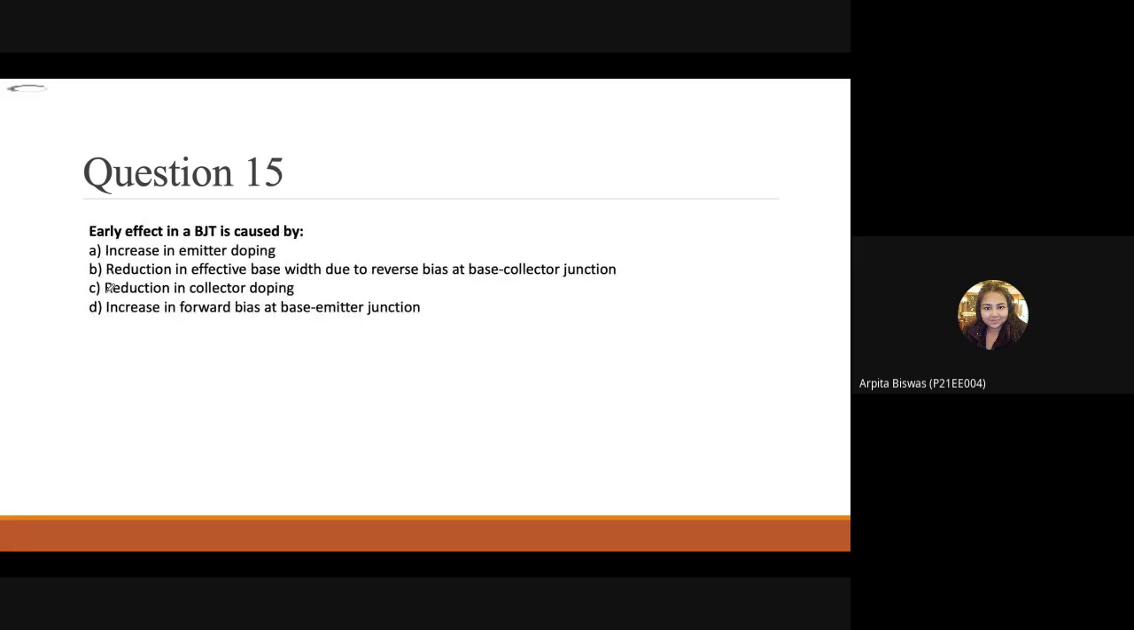Next, question number 15. Early effect in BJT is caused by increase in emitter doping, reduction in effective base width due to the reverse bias at base collector junction, option C is the reduction in collector doping, and option D is the increase in forward bias at base emitter junction. Second option. Any of you? Any other? Yes, the right option is the second option, reduction in the effective base width due to the reverse bias at base collector junction. So this is the cause of the Early effect.